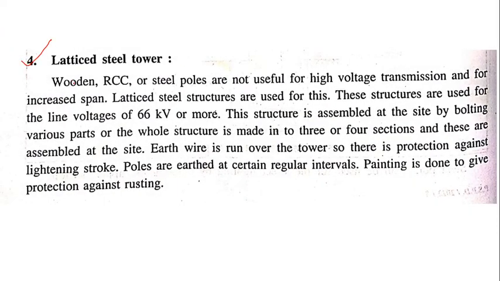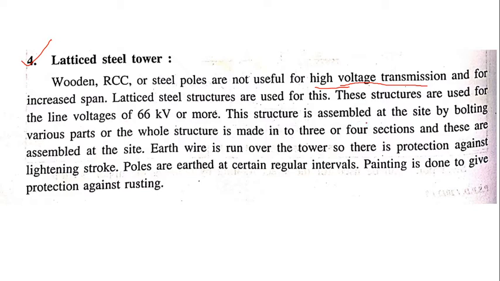Now the lattice steel tower. Wooden, RCC and steel poles are not used for the high voltage transmission line, and for the increase in span. So if we are going to increase the span, we need to introduce the lattice steel tower. So lattice steel tower structures are used for this. These structures are used for line voltages of 66 kV or more.